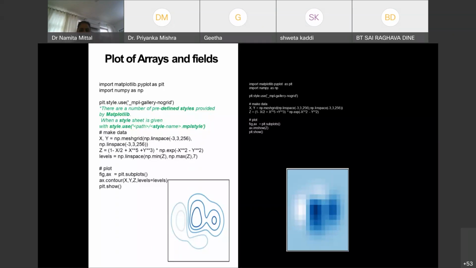Here, z is just the equation 1 minus x by 2 plus x raised to power 5 plus y raised to power 3, times e raised to power minus x square minus y square. You can assume this is an equation, and we need to plot it according to the values of x and y. When x is -3 and y is also -3, according to that z will have some value, right? As x and y change, z has some value, and that is being plotted here.